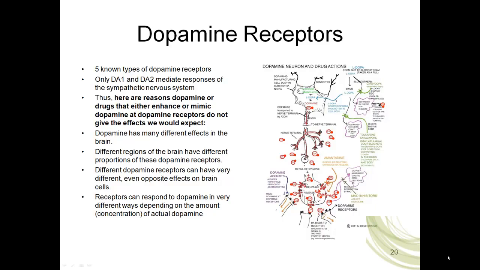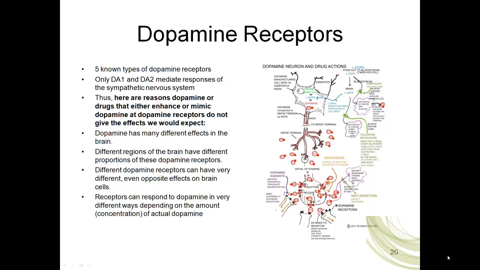Now, speaking of quirky, turns out dopamine is also extremely quirky. There are so many known dopamine receptors, 5 to date, and their nomenclature is DA1, DA2, DA3, DA4, DA5. Okay, turns out DA1 and DA2 are the variety that mediate responses for the sympathetic nervous system. So those are the ones we're going to focus on for Unit 2.